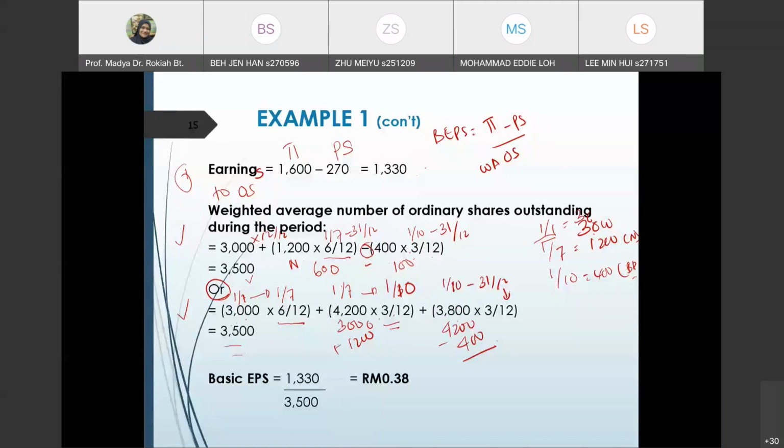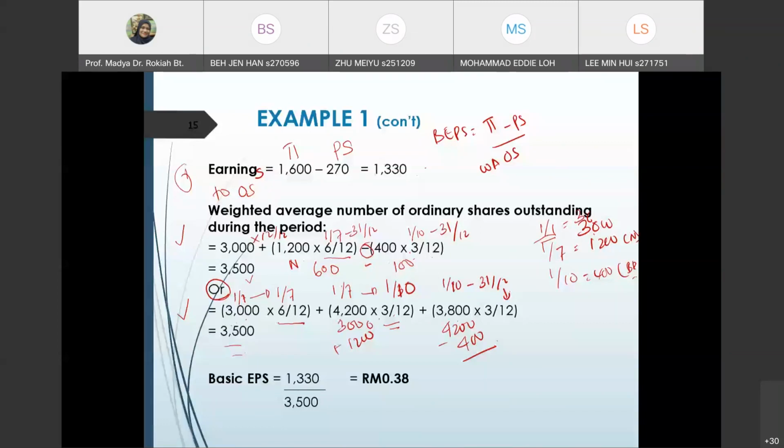Okay, so we proceed with the next one. This one is with consideration. For with consideration, you only have two types: a new issue and a share buyback. A share buyback reduces cash and also reduces your ordinary shares. A new issue increases cash and increases your share capital.